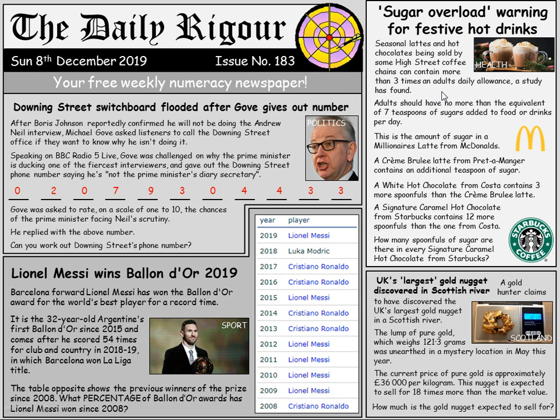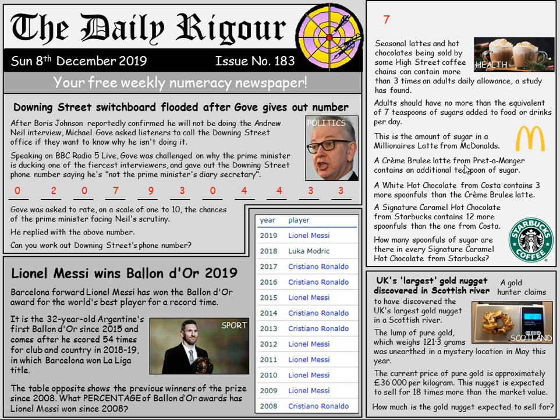So on to our health story. So we've got the ridiculous amount of sugar contained in these kind of festive lattes and hot chocolates. So we're asked to work out the number of spoonfuls of sugar in a signature caramel hot chocolate from Starbucks. So what it tells us is that the millionaire latte from McDonald's has the same amount of sugar that's recommended for an adult to take daily, so that's 7 teaspoons.